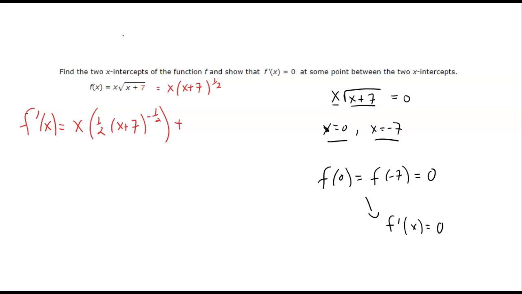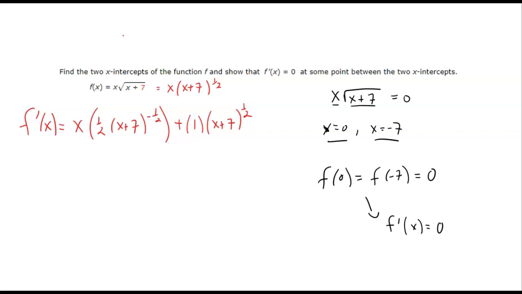And then I take the derivative of the other part of the product. Derivative of x is 1, and I leave that alone. Notice I'm not using the root notation, but rather the fractional rational exponent notation, because it allows me to do some algebra a little bit easier, I think.